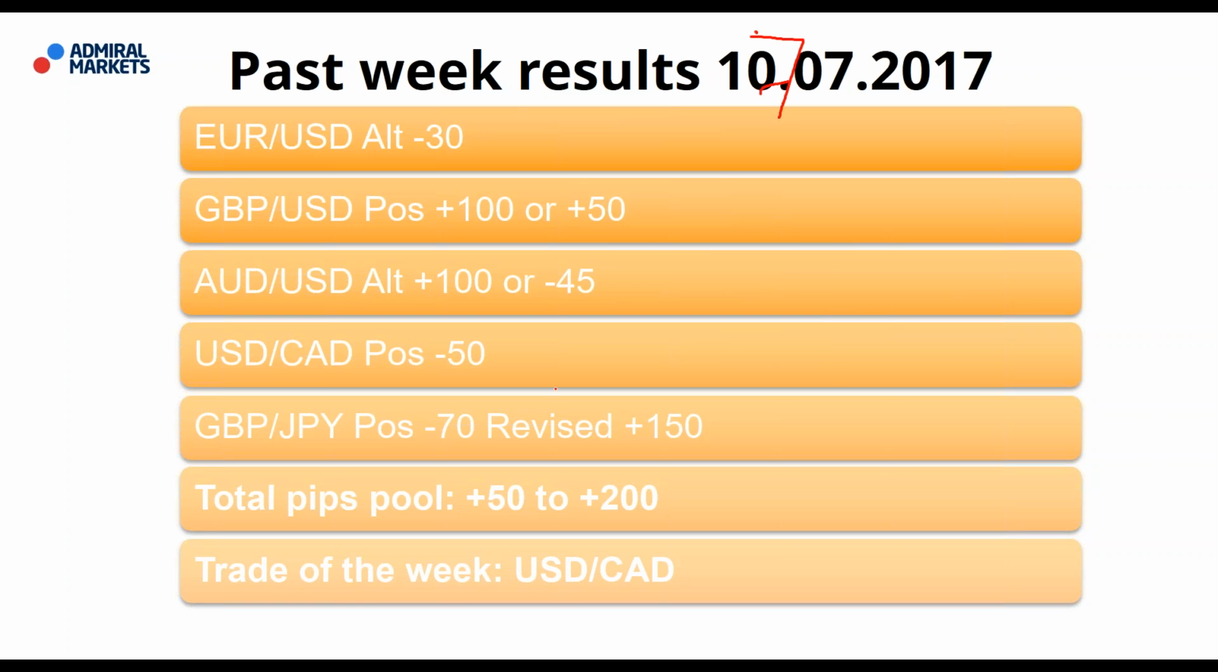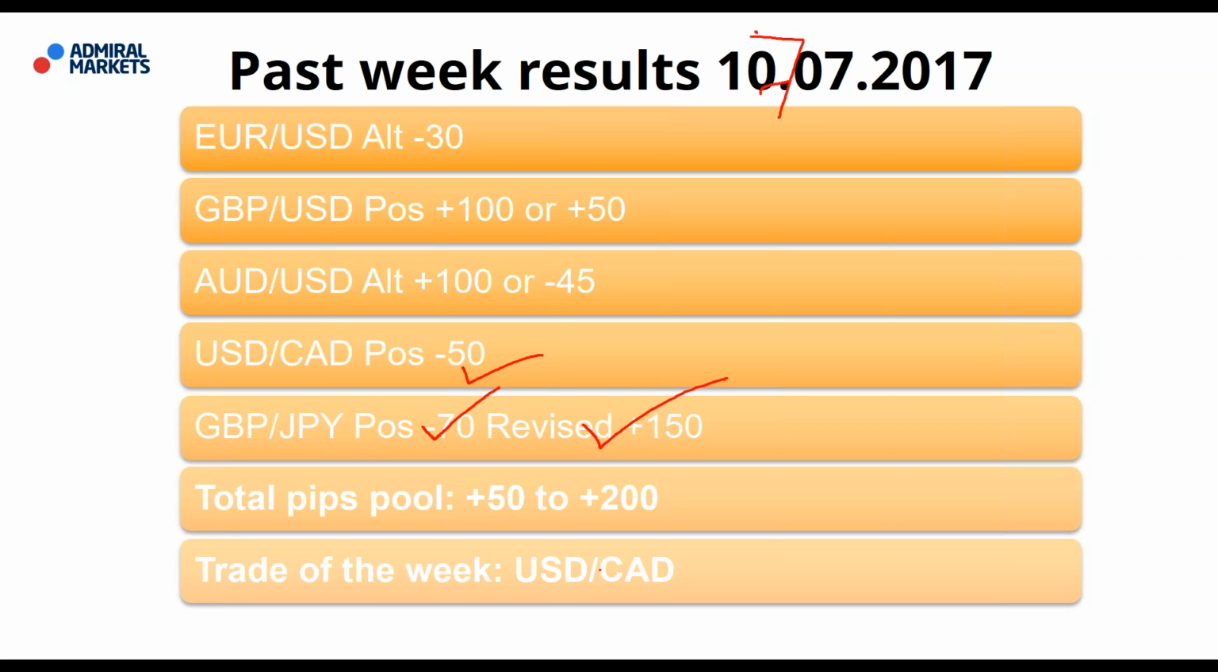Okay. Euro dollar alternative trade was a loss, 30 pip loss. Positional trade from pound dollar was either good for 100 or 50 pips. Australian dollar alternative trade was 100 pips, or if you went later because of the news, the RBA meeting minutes, you might have found also a loss. I mean, this depends. I will show you the setup. Dollar CAD was a loss. Pound yen was also a loss, but then revised setup gave us 150 pips. So total pip pool that we had was anywhere from 50 to 200.